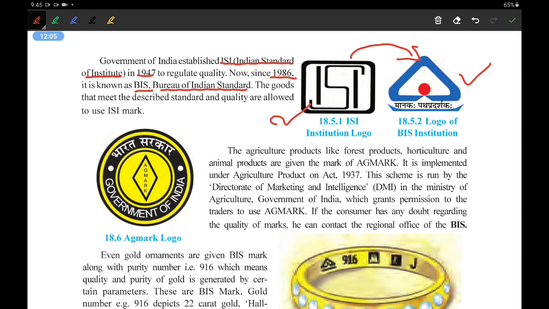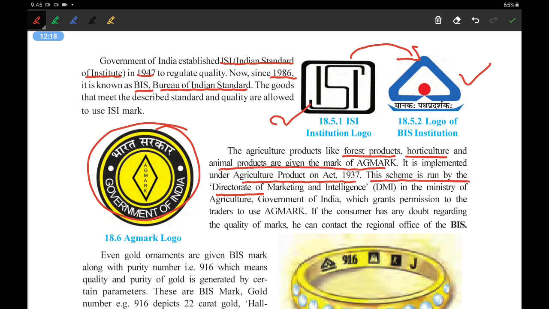The agriculture products like forest products, horticulture and animal products are given the Agmark. This is the Agmark. It is implemented under the Agricultural Produce Act 1937. This scheme is run by the Directorate of Marketing and Inspection, DMI, in the Ministry of Agriculture, Government of India, which grants permission for the traders to use the Agmark. Those who have the standard as per the requirement of the government are allowed to use this Agmark logo. If the consumer has any doubt regarding the quality of the mark, he can contact the regional office of BIS.